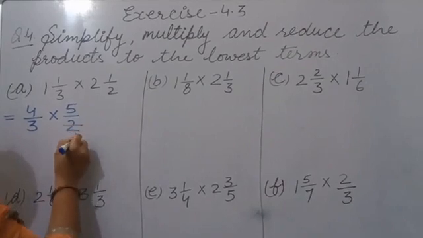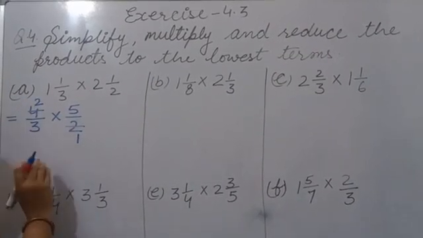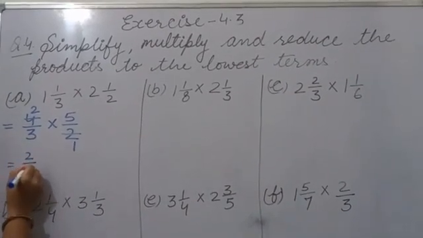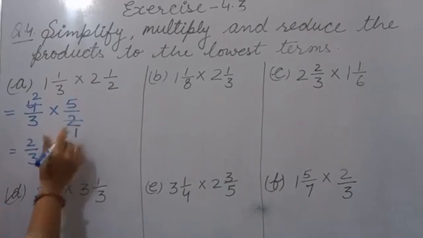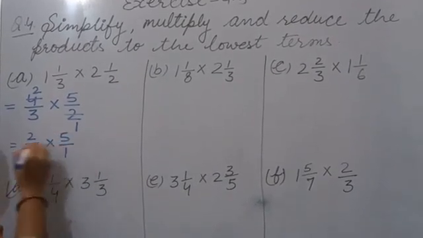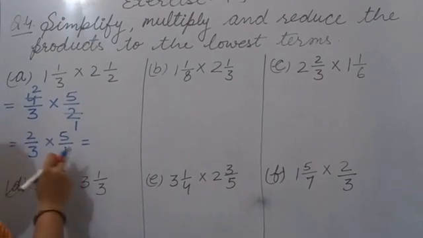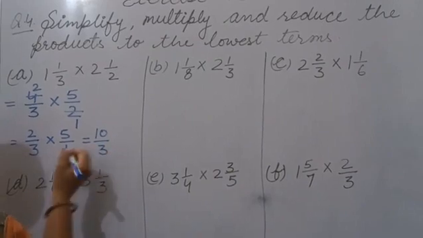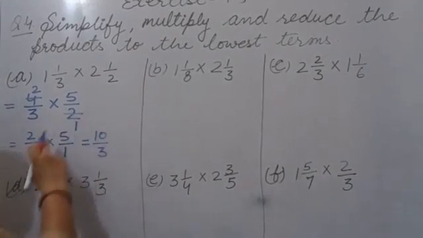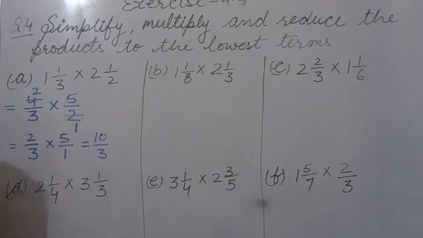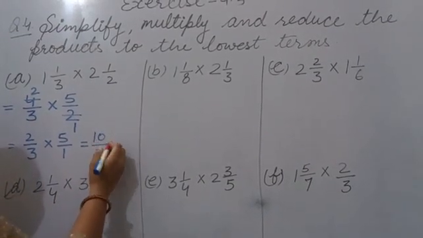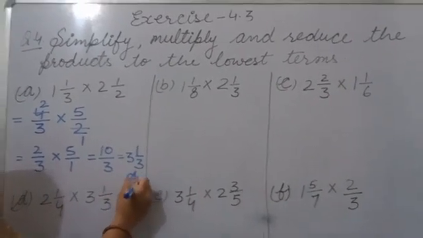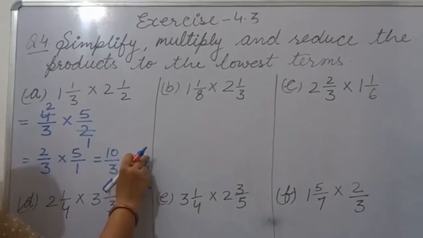So 2 ones are 2 and 2 2s are 4. Now no one will cancel. So what is left from there? There is 2 upon 3 multiply by 5 upon 1. Now numerator multiply by numerator and denominator multiply by denominator. 2 5s are 10 upon 3 ones are 3. Now this is an improper fraction, so we change it into mixed. 10 divided by 3, so we will get 3 whole 1 upon 3. That's your answer. So like this you will do.